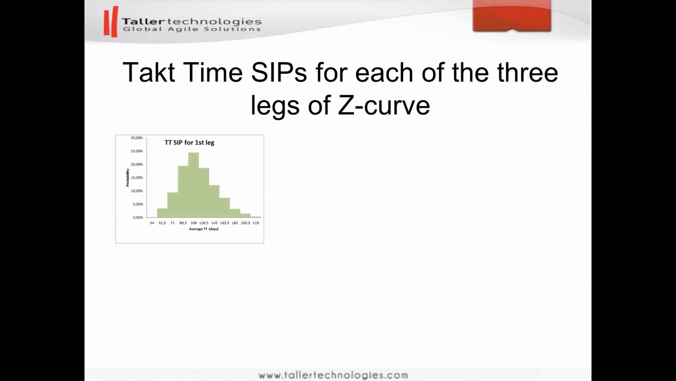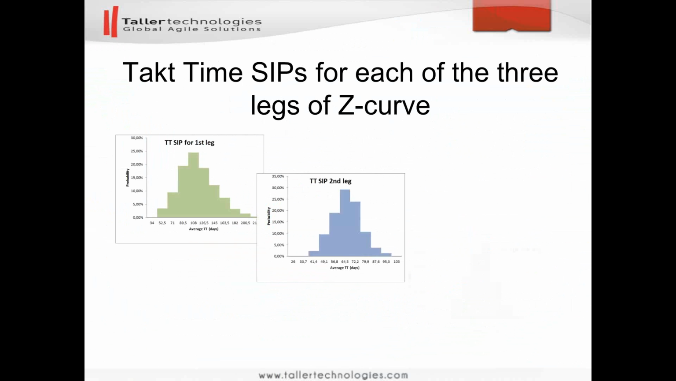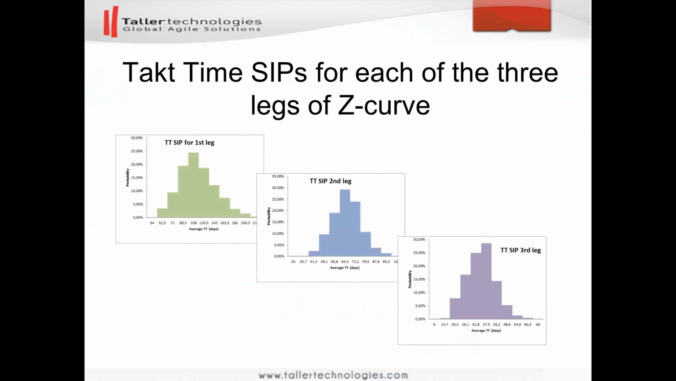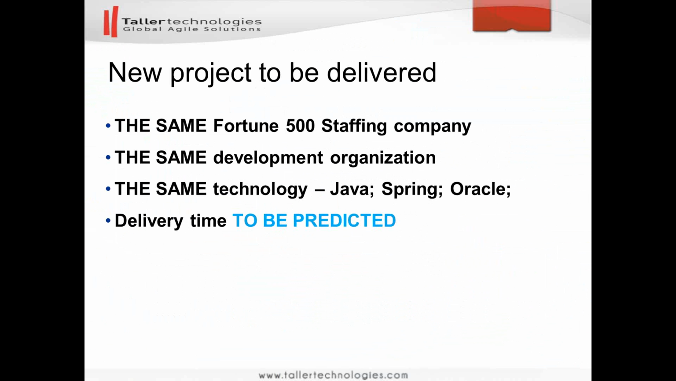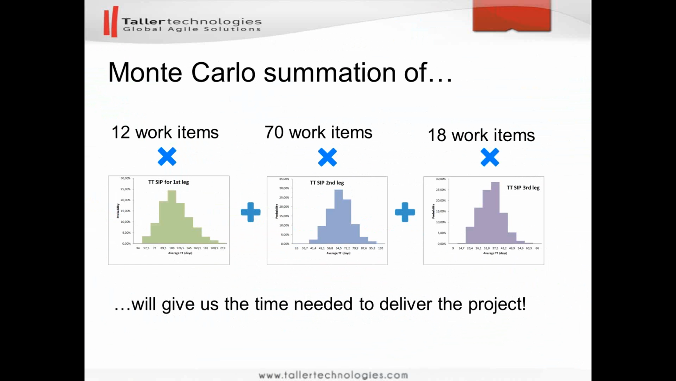to have is this distribution. This is the average time distribution for each of the legs of the Z curve. And as you can see, they are quite different. The shapes are different. Also, the values are different. And what we'll be using this distribution for is to calculate the delivery time for our next project.